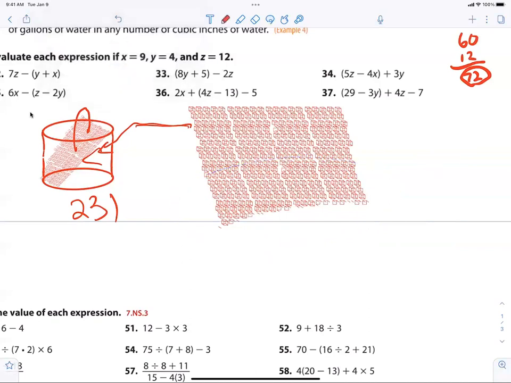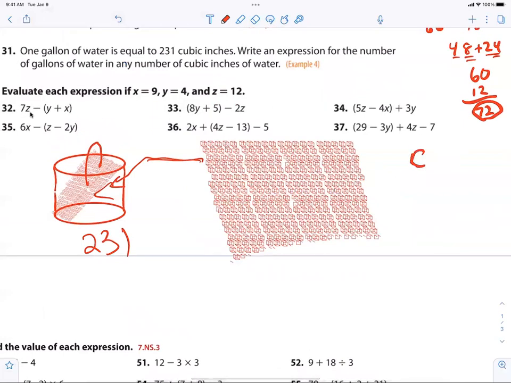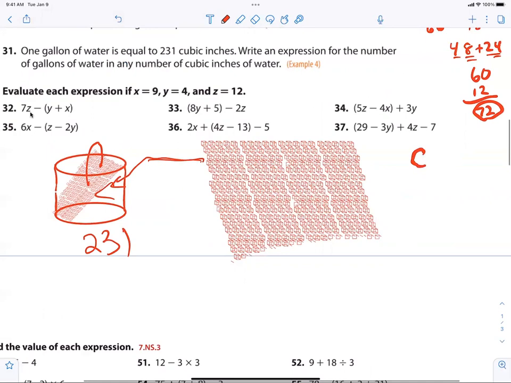Yes. So I took the number of cubes, right? In this case, I'm going to say cubes. I take all of these cubes and I divide them by 231, right? And that told me how many pints I got. Again, that's just tricky. You know what I'm saying? So you're dividing the number of cubes into gallons. That's what you're doing. And each gallon can hold 231. So that's why we did C, the number of cubes divided by 231.